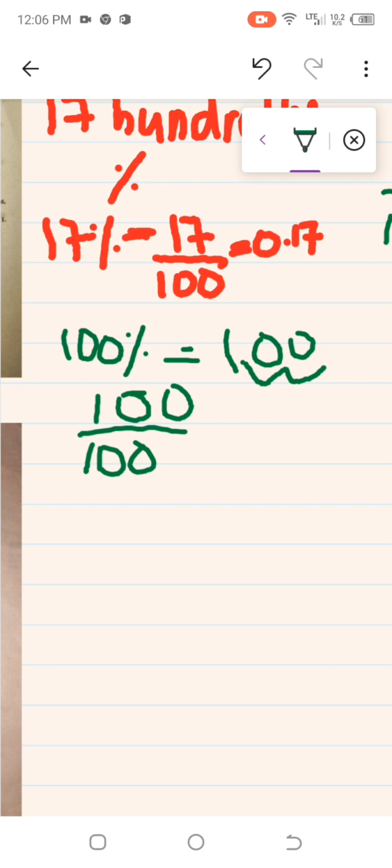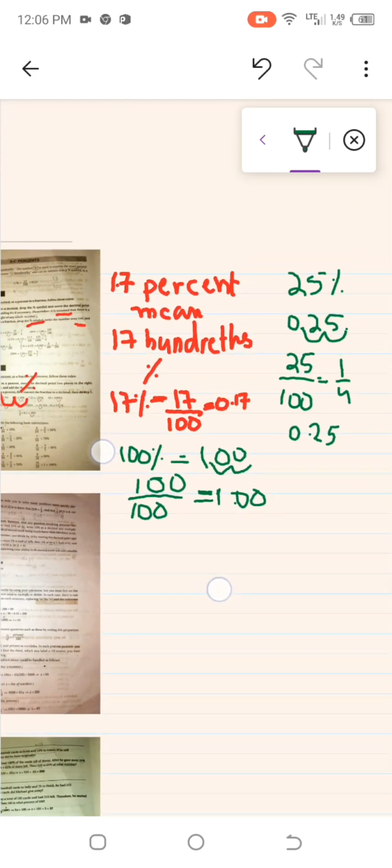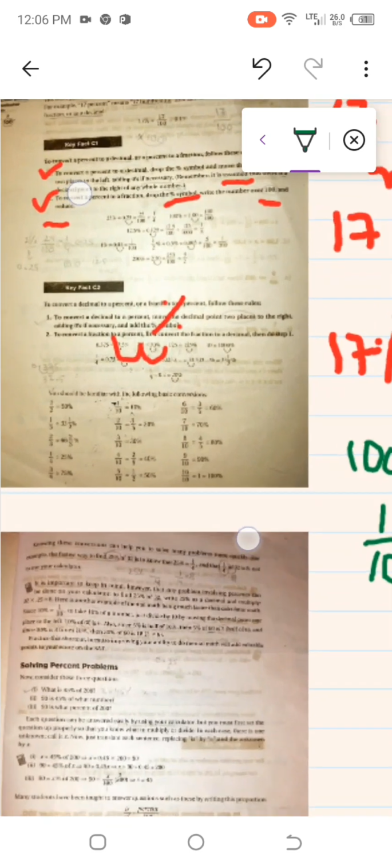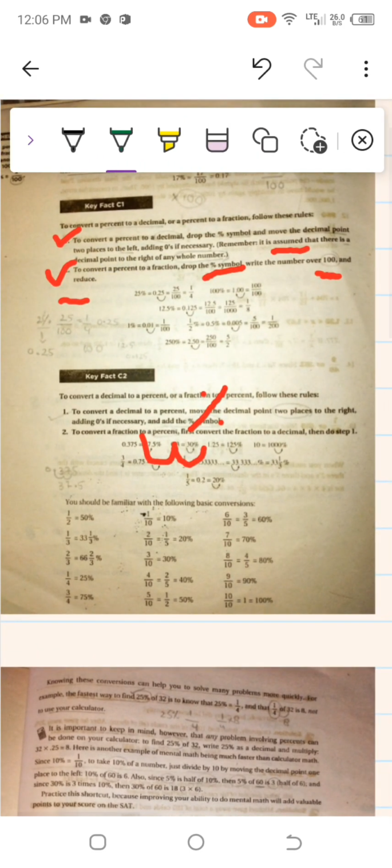So this will be cancelled and you will get your answer, that will be 1. Because it will be in the converted form, this will be 1.00. So here you have gotten your answer in the decimal form. This is how we solve these types of questions, how we convert a percentage into a decimal.